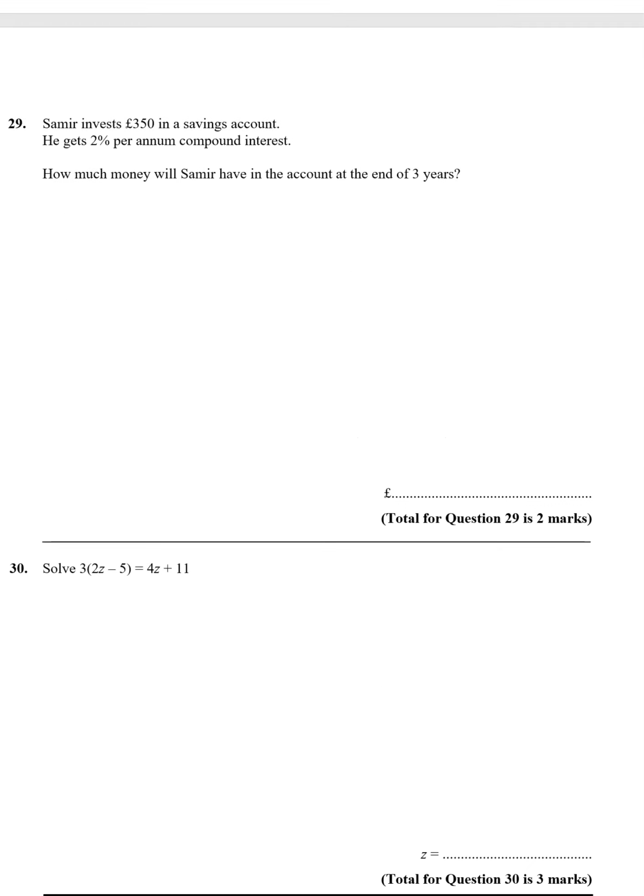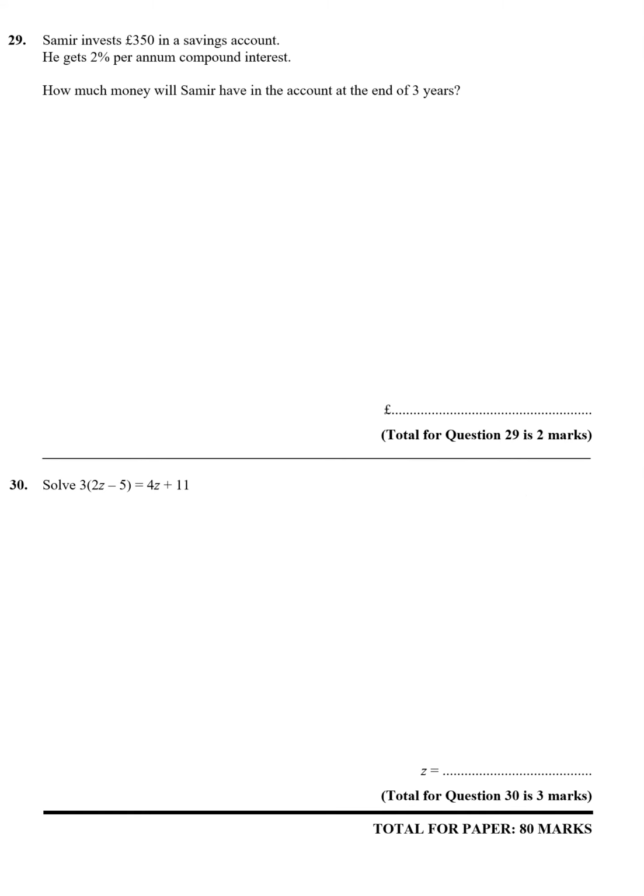Right, must be on to the last question. Oh, last 2 questions. Samir invests £350 in a savings account. He gets 2% per annum compound interest. How much money will Samir have in his account after 3 years?